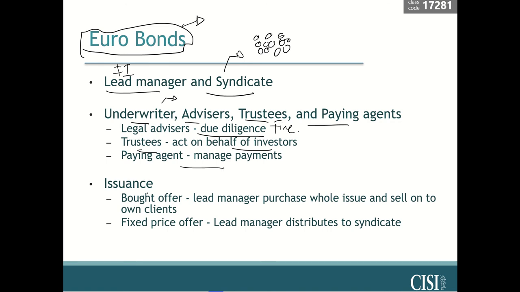And we have two types of issuance methods. The first one is a bought offer, where the lead manager purchases the whole issue and sells on to its own clients. And a fixed price offer, where the lead manager distributes to the syndicate.